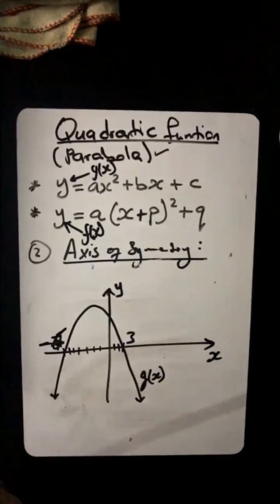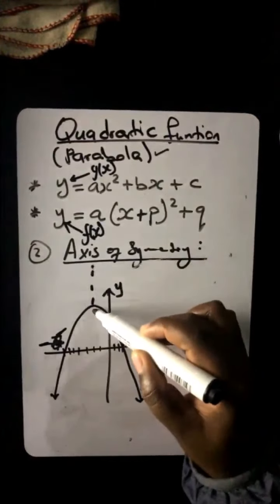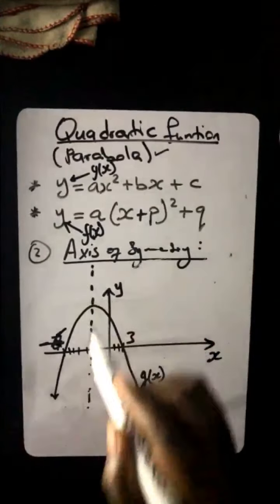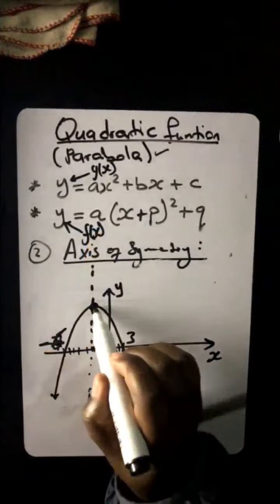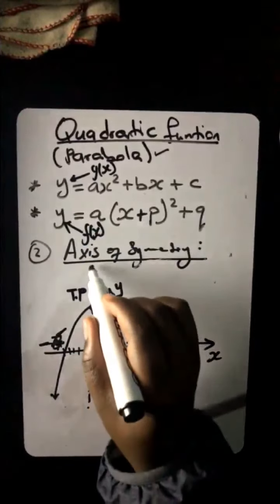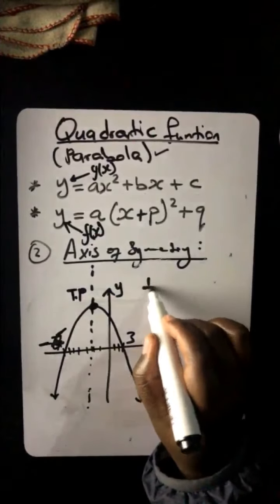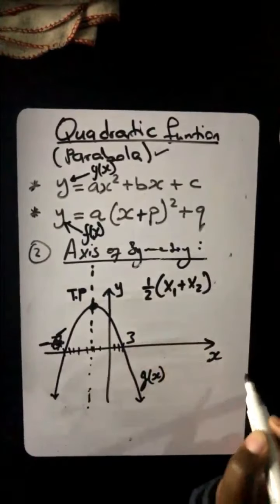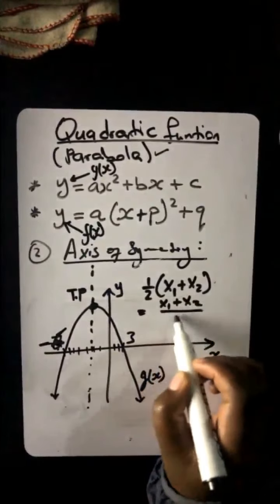So ladies and gentlemen, if the question asks what is the axis of symmetry, you just know very well that the axis of symmetry is that line that passes straight vertically upwards through the turning point, and the x value of that dotted line, which is called the axis of symmetry, is halfway between the two x values. So in other words, it's the midpoint of the x values.